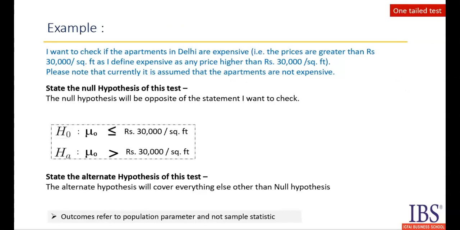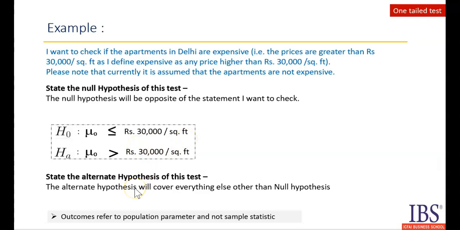Let's check one more example. I want to check if the apartments in Delhi are expensive. That is, the prices are greater than rupees 30,000 per square feet, as I define expensive as any price higher than rupees 30,000 per square feet. Please note that currently it is assumed that the apartments are not expensive. So the null hypothesis here will be opposite of the statement I want to check. Since I want to check whether the prices are greater than rupees 30,000 per square feet, we'll state our null hypothesis as the average mean price is less than or equal to rupees 30,000 per square feet.